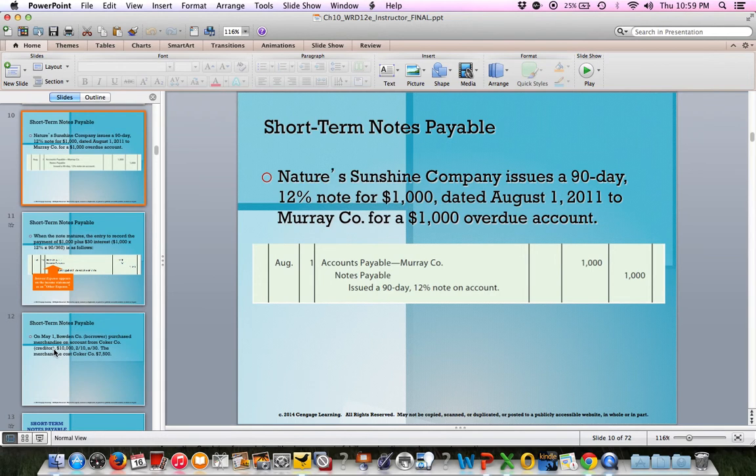So an example of a short-term note payable. It says Nature's Sunshine Company has a 90-day 12% note for $1,000 dated August 1 of 2011 to Murray Company for a $1,000 overdue account. So maybe they had some kind of an account payable and it wasn't paid on time, so they're turning it into a note payable. And when you see the word note payable, now there's an interest component on top of it. Accounts payable themselves don't have interest, but notes payable do.